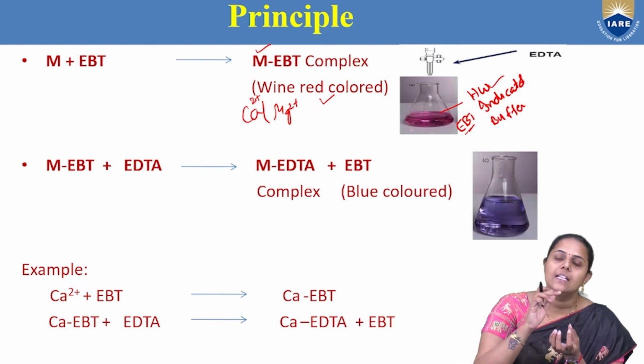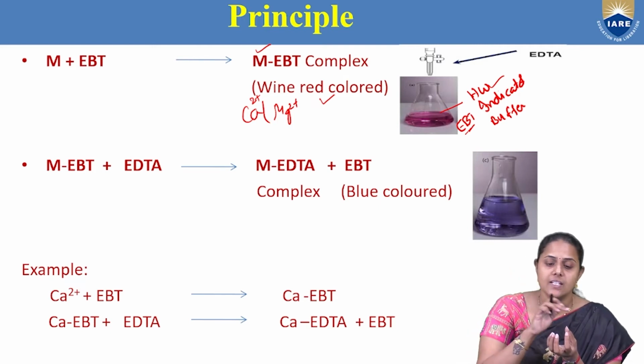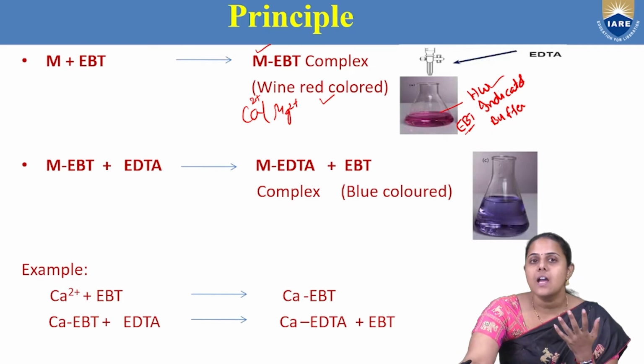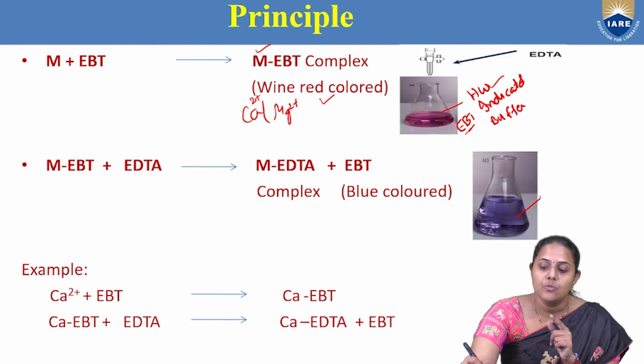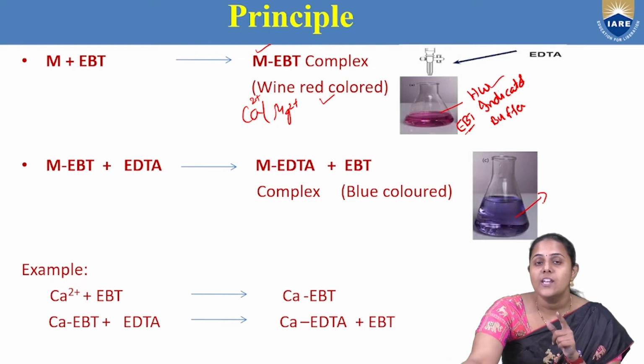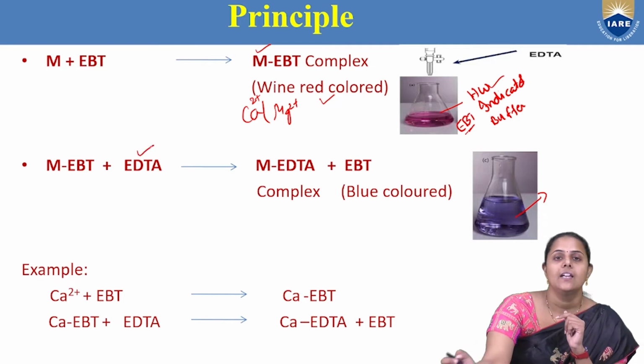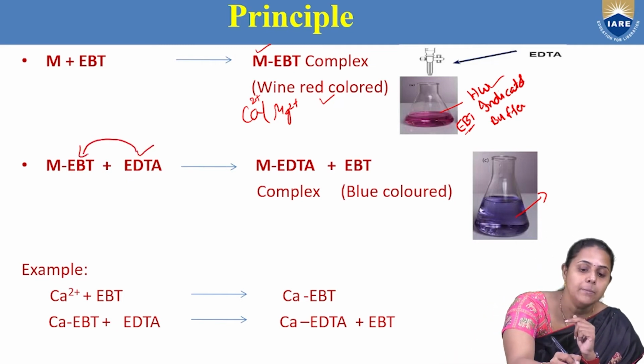Once we take contents in the conical flask, we will keep on adding the EDTA to the contents in the conical flask. When we start adding EDTA, the color change will happen. Slowly, the wine red color disappears and blue color solution will be obtained. When we obtain the blue color solution, we have to stop the titration. That is clear. Now, why is this blue color solution obtained? When you start adding EDTA to the solution, this EDTA will replace the EBT.